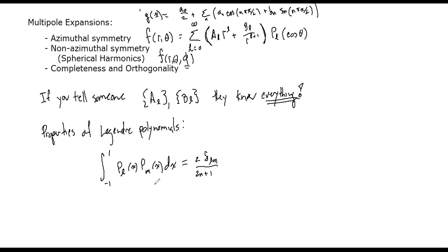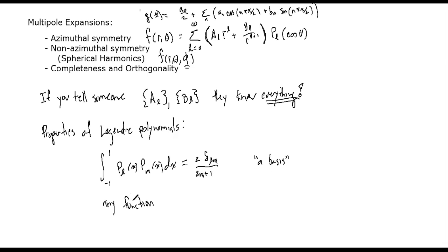So the overlap of two Legendre polynomials is Kronecker delta times 2 over 2M plus 1. So that's if they're equal, L equals M, so we could have picked L, could have picked M. I don't know why. Which means that they're a basis.